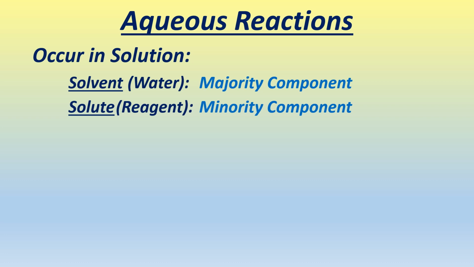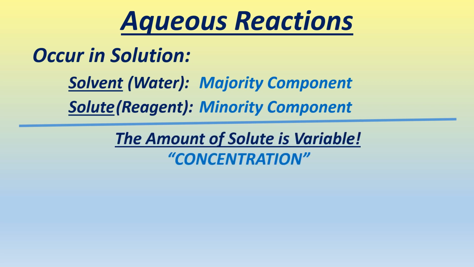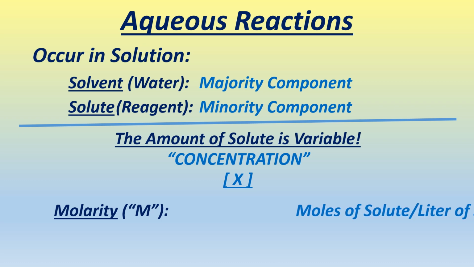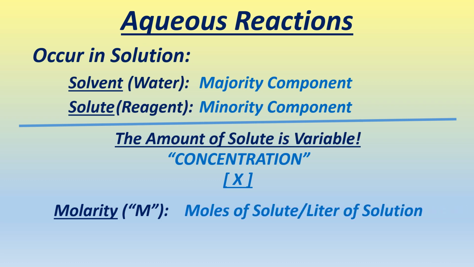What differentiates aqueous reactions from reactions in the solid phase is that the amount of solute is a variable. This is called the concentration of the solute and is usually denoted by square brackets. Once again, one winds up measuring this with a ratio. The ratio in this case is called molarity, symbolized by a capital M. This is the ratio of the number of moles of solute to the liters of total solution.